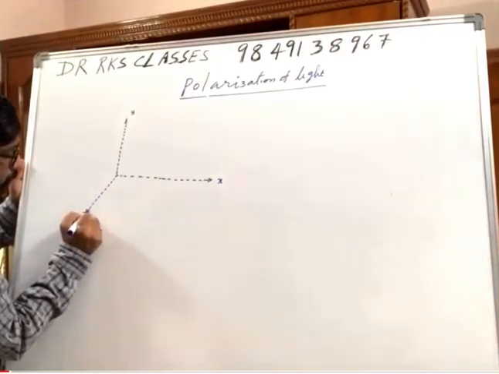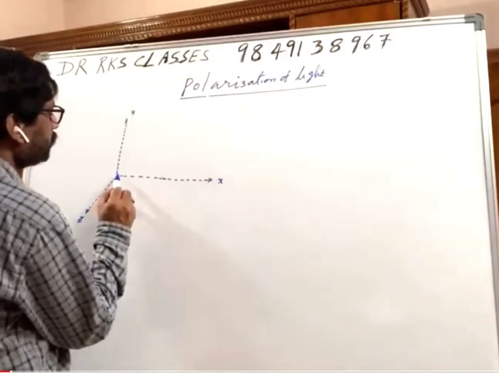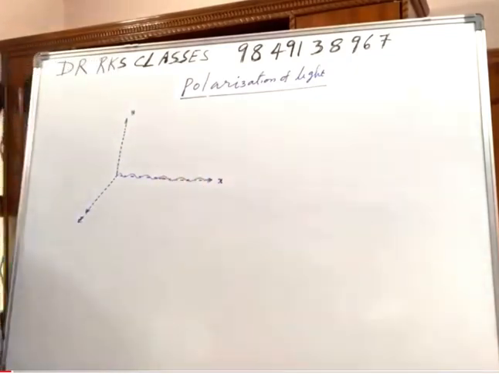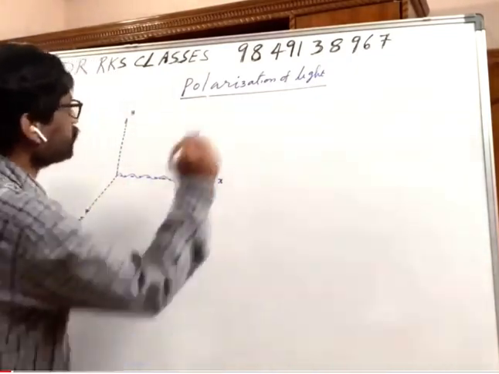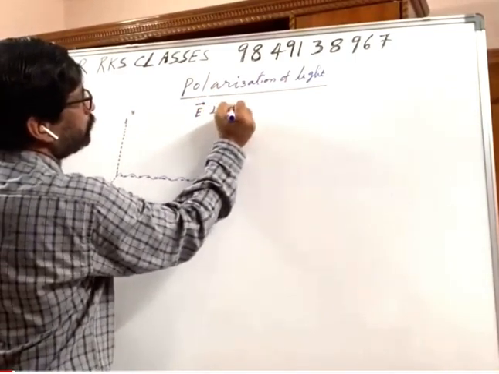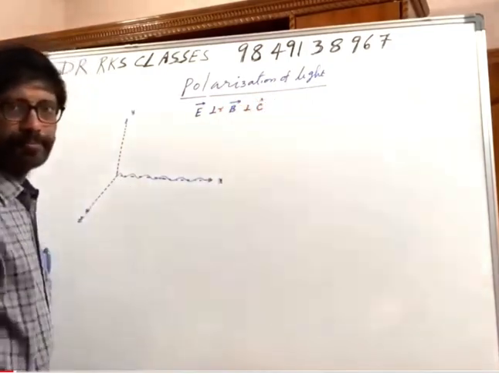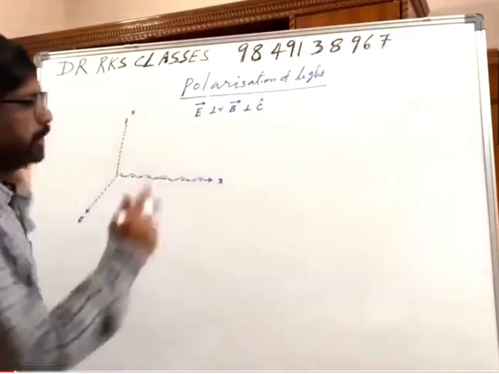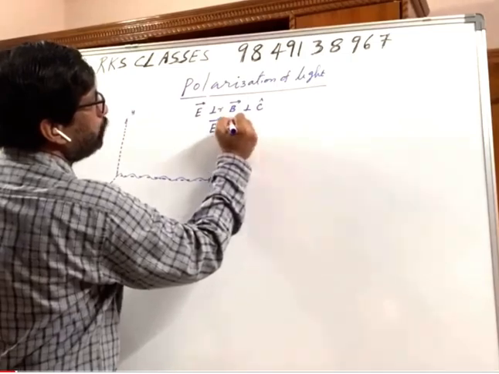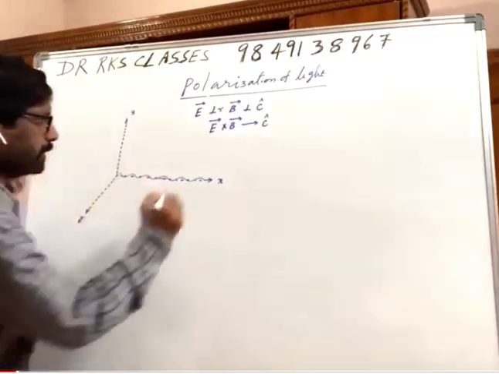z-axis is the right hand coordinate system. Okay. Now a light energy is propagating along x-axis. So the condition is the electric field vector is always perpendicular to the magnetic field vector, and always perpendicular to the direction of propagation. This is the condition. Of course, E dot B is 0 and E cross B direction must be the direction of propagation of light. Nothing but the velocity vector.